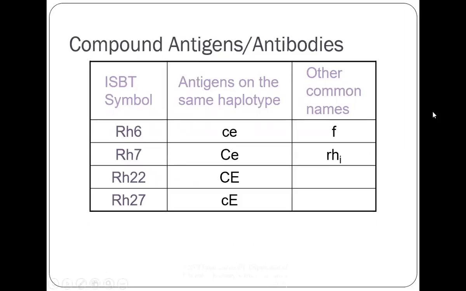And so here's a nice chart as well. So you can see the ISBT symbol associated with each of these antigens on the same haplotype on the cis position. And then the other common names, we have F, we have Rh little i, and then we have the Rh22 and the Rh27. So it's just important to recognize that if these antigens are inherited in a cis position, they are a blood group antigen as well.